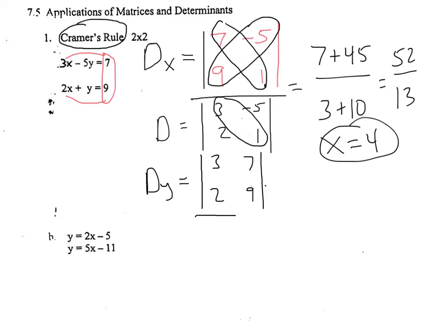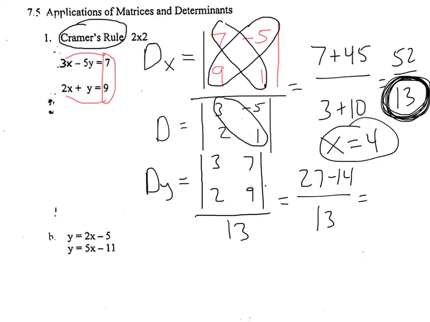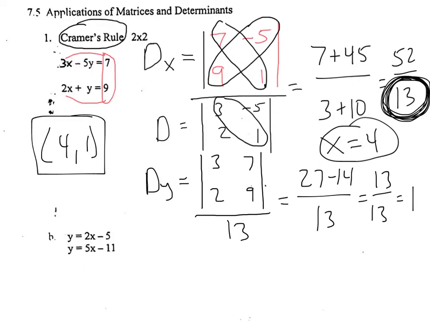And you're going to divide that by the coefficient determinant. Well, we already know that's 13. We already found it. So once you find that coefficient one, you don't need to do it again. I know it's 13. So I'm going to do 27 minus 14 divided by 13. 13 divided by 13 is 1. And that would be my y value. So the solution to this system would be 4, 1. Right there. So it's just a quick way, if you're pretty good at and quick at solving determinants by just cross multiplying and taking the difference. It's a pretty quick way to solve systems of equations.